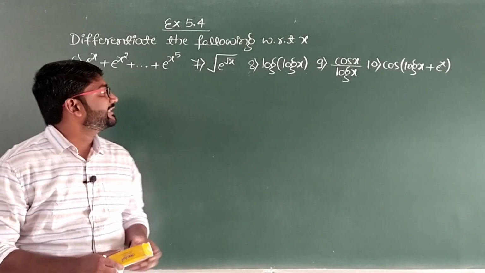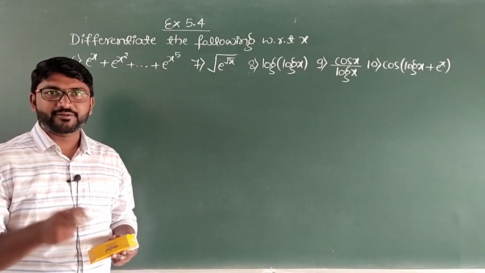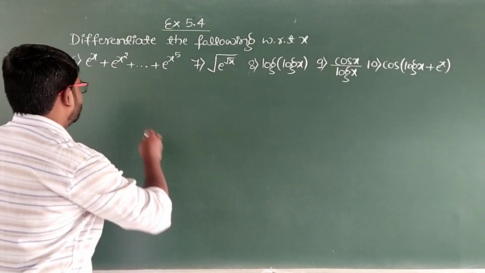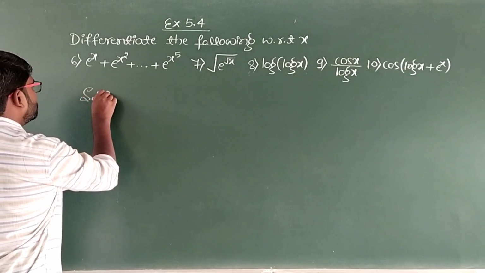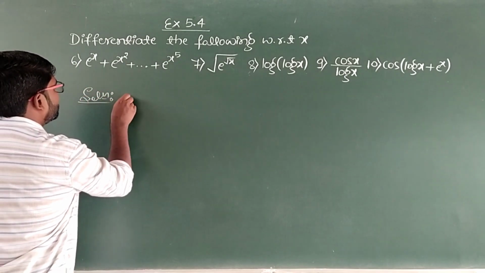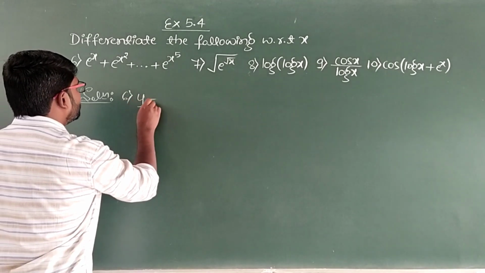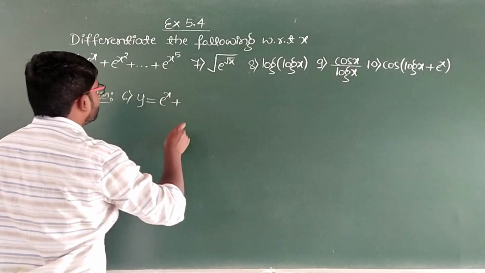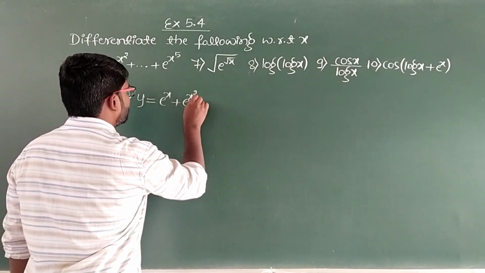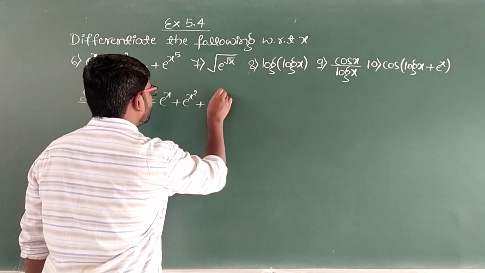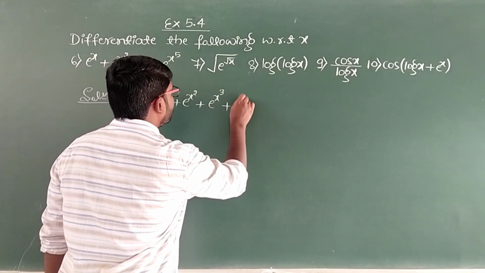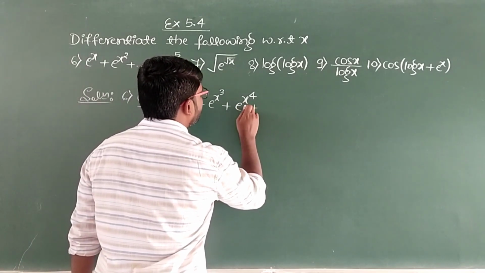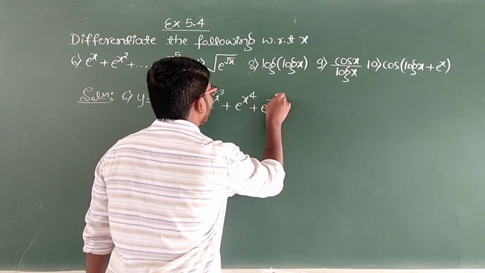Well, question number 6, it is e power x plus e power x square plus so on plus e to the power x to the power 5. So let us simplify this. We'll take this as y which is equals to e power x plus e power x square plus the next term will be e power x cube plus e power x to the power 4 plus the last term it is e to the power x to the power 5.